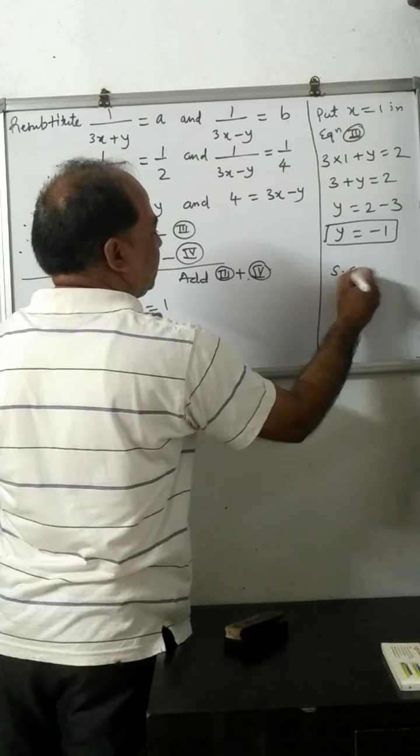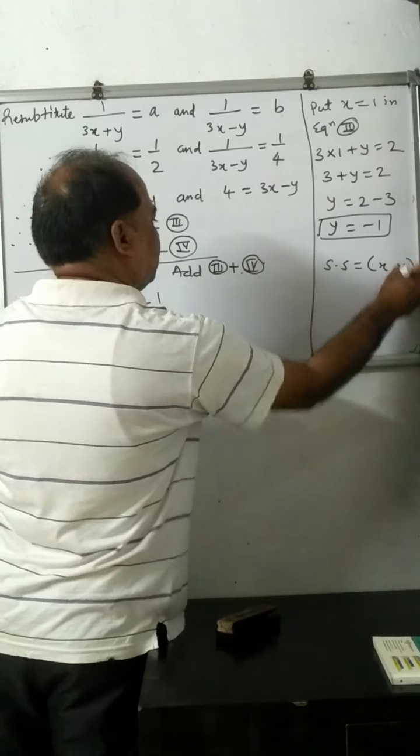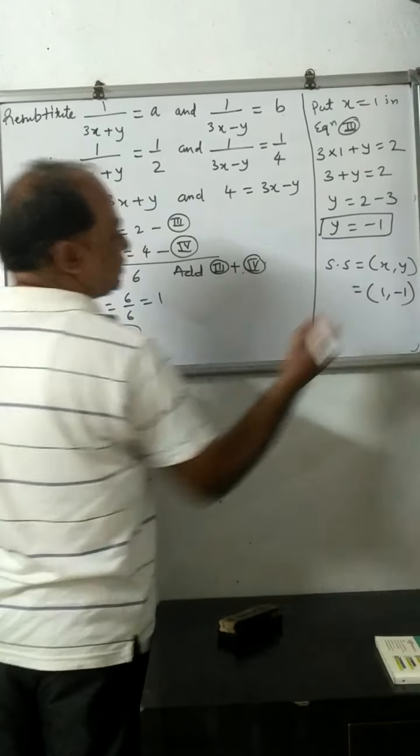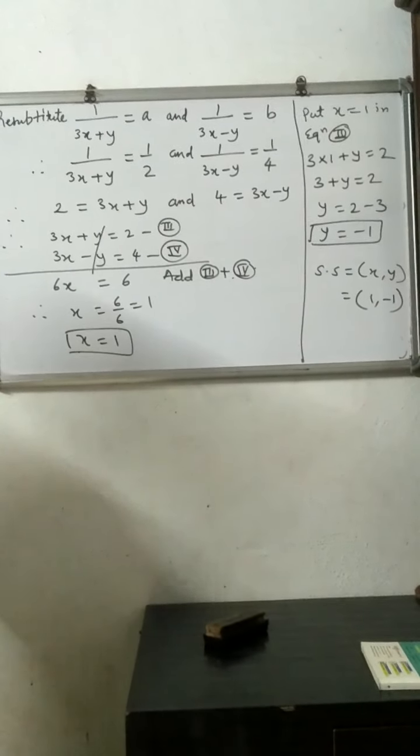Hence the solution set x comma y is equal to 1 comma minus 1. So write down this example in the notebook.